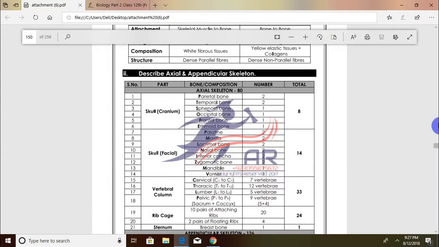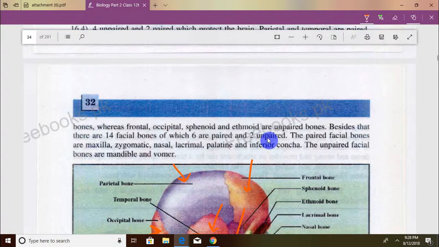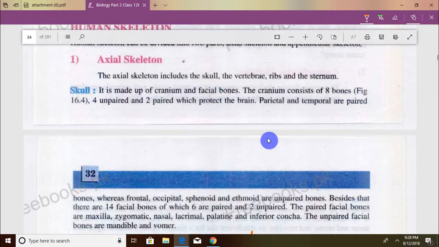Now we come to the facial part of the skull. So when we talk about the skull, we do include both the facial part and the cranium. So if they ask you how many bones are in the skull, you don't just say 8, you say 22, because the skull includes the cranium and the facial bones. And this is a mistake I could expect people to make. So write this down. The skull includes the cranium plus the facial bones.